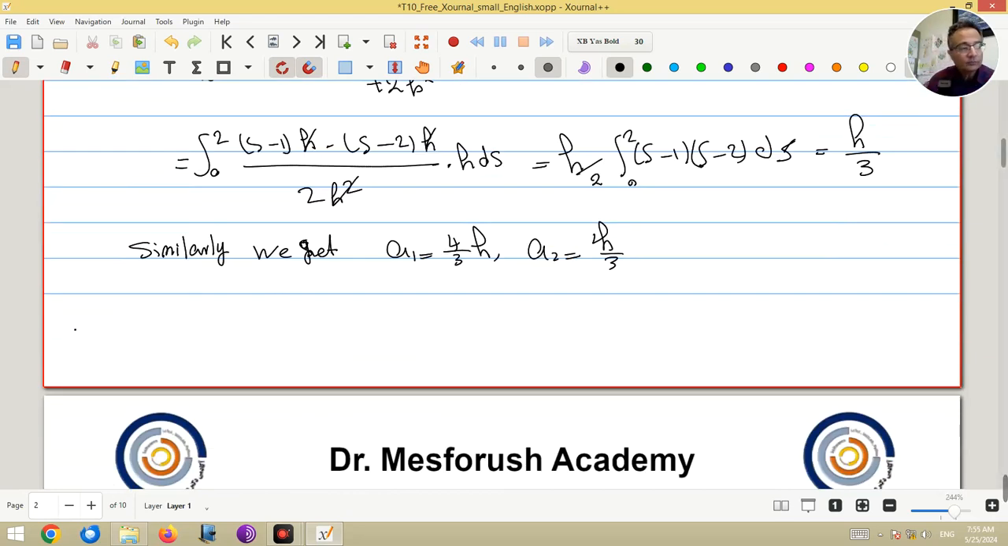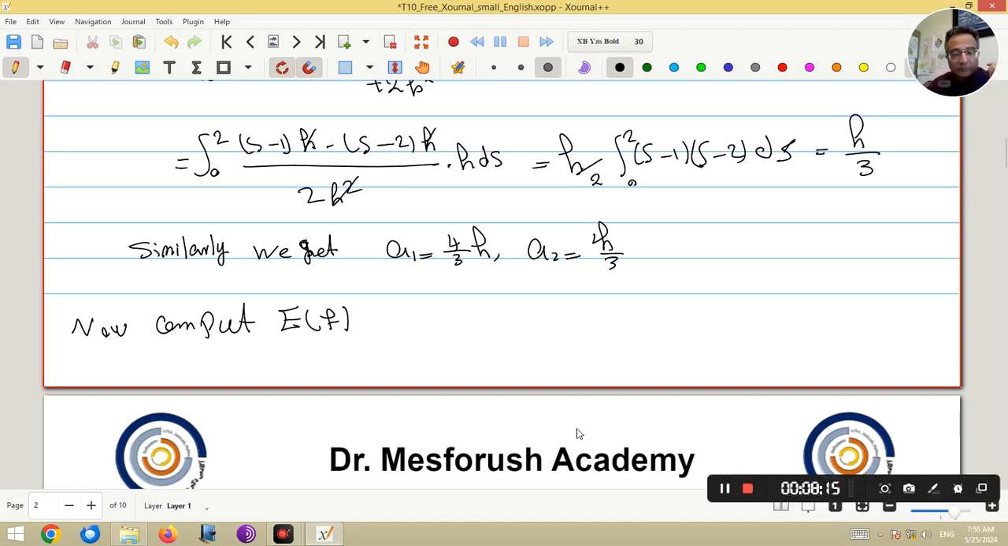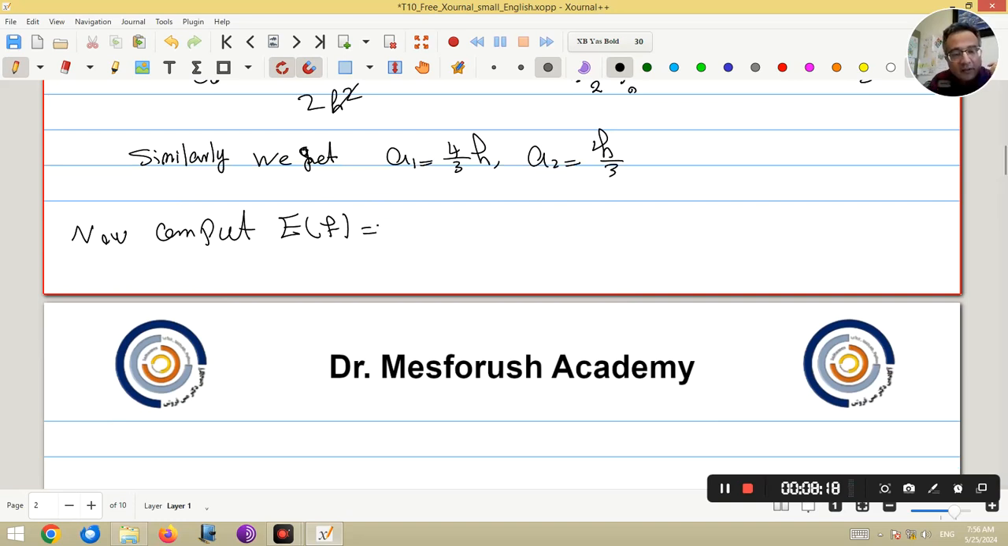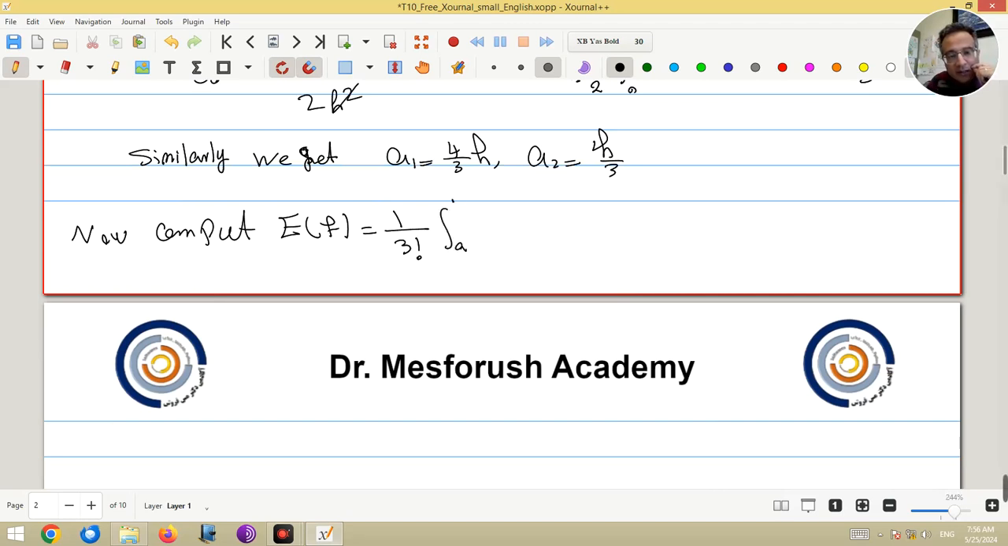Now, to compute the error term, we have to compute some new things. Note that E of f is equal to 1 over (2 plus 1) factorial, which is 3 factorial, times the integral from a to b of f triple prime at eta of x, times (x minus x0)(x minus x1)(x minus x2) dx.